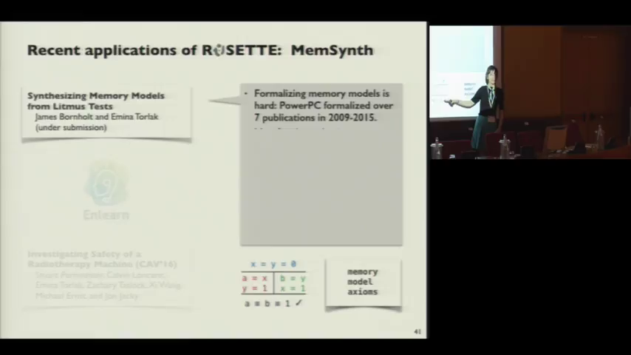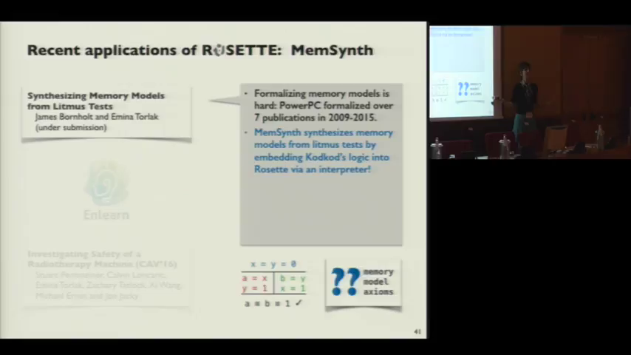But it turns out that just specifying the behavior, specifying these axioms, is really hard. For the PowerPC, it took over 7 publications, over 6 years, by very smart people to formalize these axioms and to get them right. For x86, which is much less complex than PowerPC, it still took 7 publications and several years of work. So what we wanted to do is to actually synthesize the axioms themselves in relational logic.